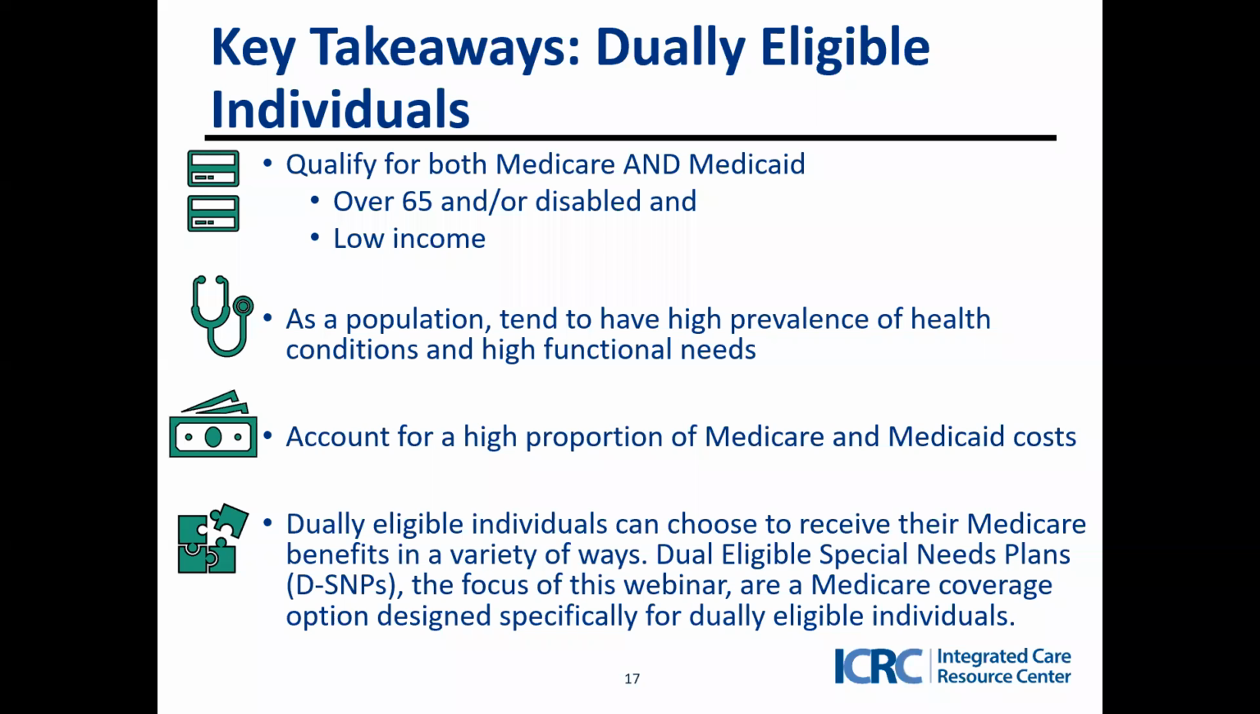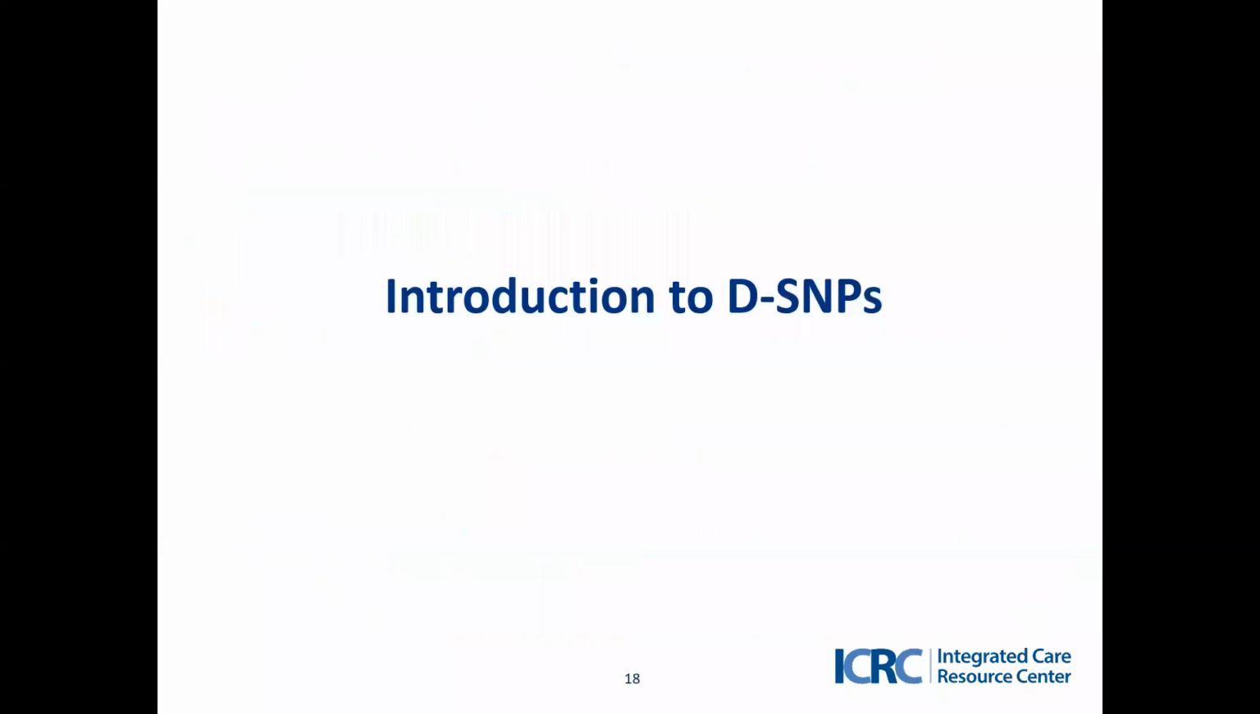Now I will turn it over to Kelsey, and she will go into more detail about dual eligible special needs plans. Thank you, Anna. So as Anna mentioned, D-SNPs, or dual eligible special needs plans, are one option for Medicare and Medicaid coverage for dually eligible individuals. In this section, we'll provide you with a brief introduction on what D-SNPs are, how states can leverage D-SNPs to address the needs of your dually eligible population, and which states are currently leveraging this option through a review of D-SNP enrollment trends. Next slide.